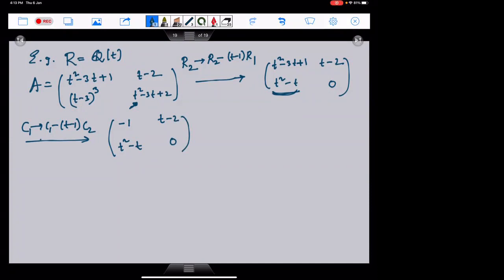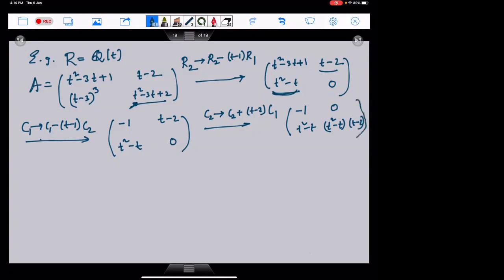Again, when I multiply by this, by T minus 1, then I know what it is. So there minus 1 remains. Then again, column operation, C2 replaced by C2 plus (T minus 2) C1. Then it becomes minus 1, T square minus T, 0, T square minus T, T minus 1. Sorry, minus 2. So this is not minus, this is plus.